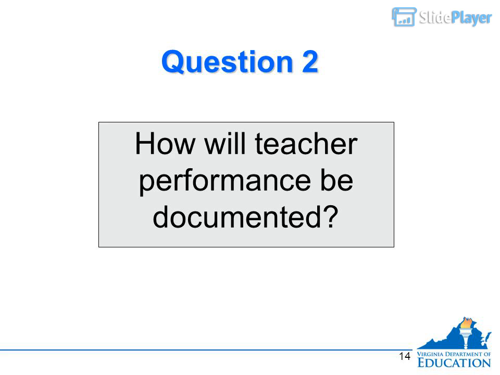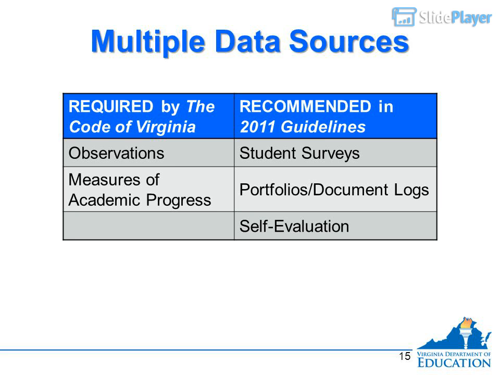The Code of Virginia requires 2 sources of data to be used in students' achievement, observations and measures of academic progress. Virginia Department of Education recommends other data sources that can improve the objectivity of teacher evaluation systems. These include student surveys, portfolios/document logs, and self-evaluation. 15. Data collection procedures.